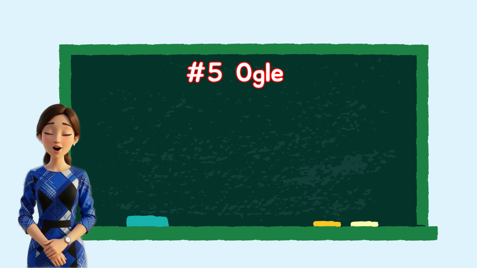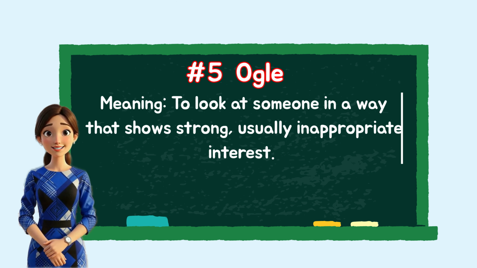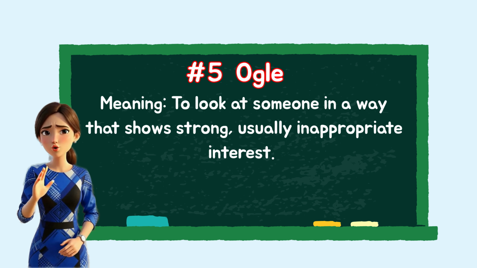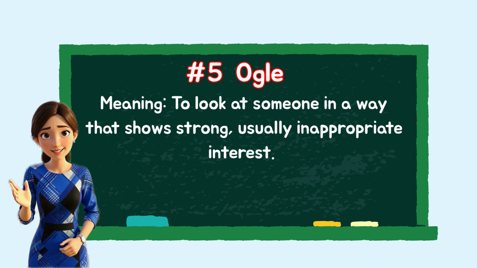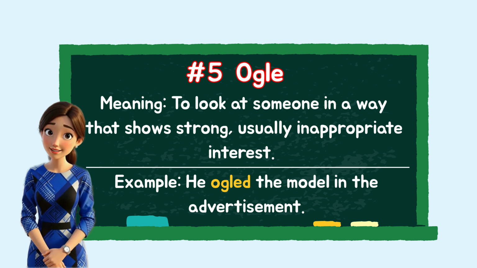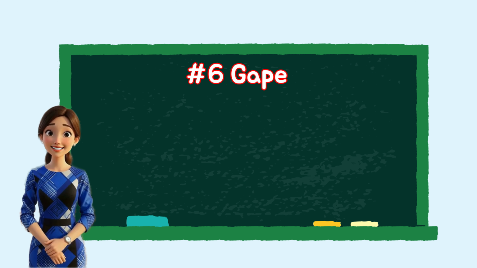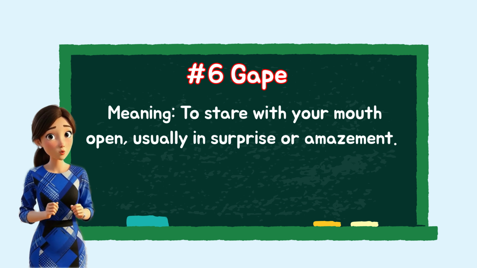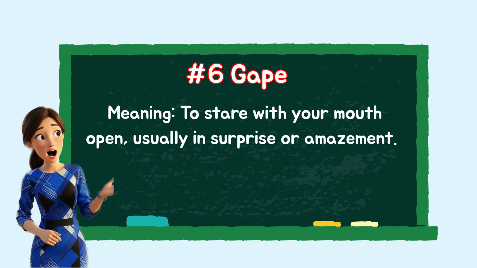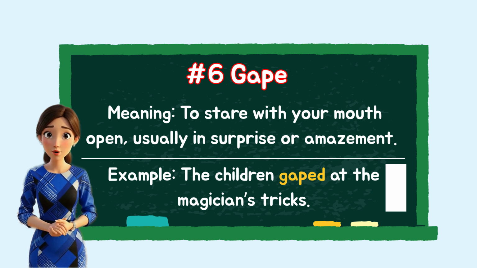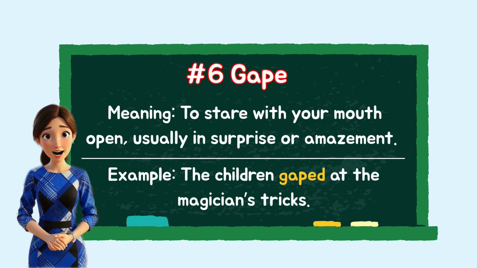Number 5. Ogle. It means to look at someone in a way that shows strong, usually inappropriate interest. Example, he ogled the model in the advertisement. Number 6. Gape. It means to stare with your mouth open, usually in surprise or amazement. Example, the children gaped at the magician's tricks.